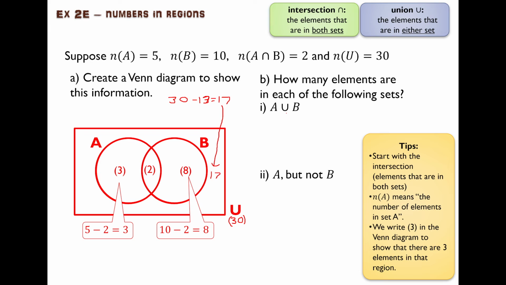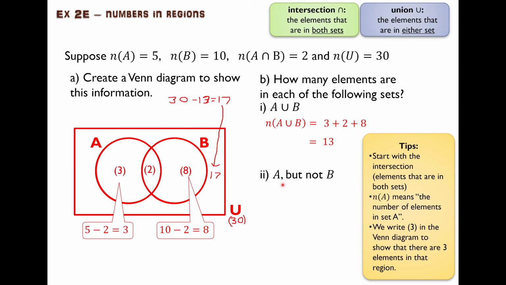All right. Now we can answer questions, now that we've visualized what these two sets look like and how much they overlap. For example, how many elements are in this set, A union B? A union B is this whole region, the elements that are either in A or in B or in both. There are 3 elements here, just in A, plus 2 elements in both, plus 8 elements in B. So in total, we have 13 elements in A union B.